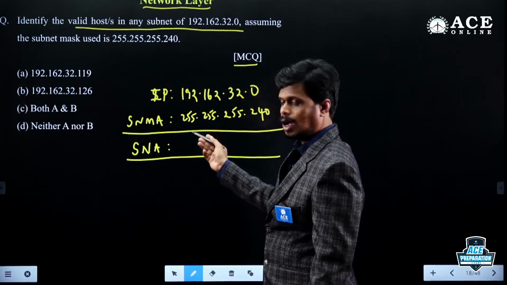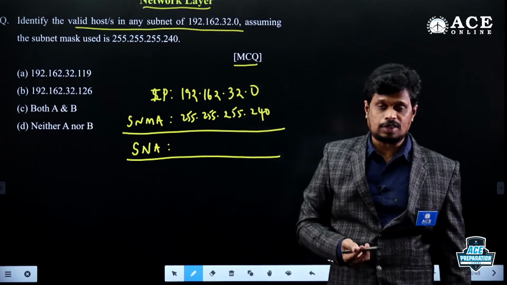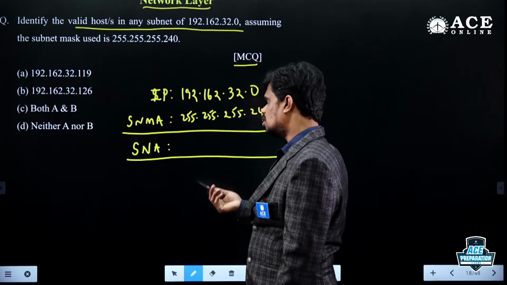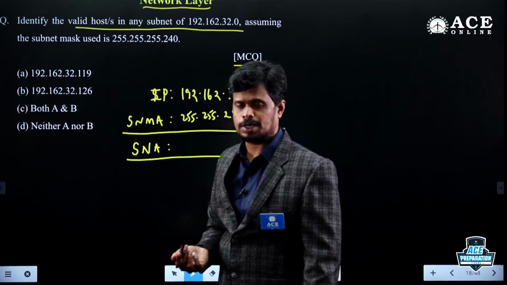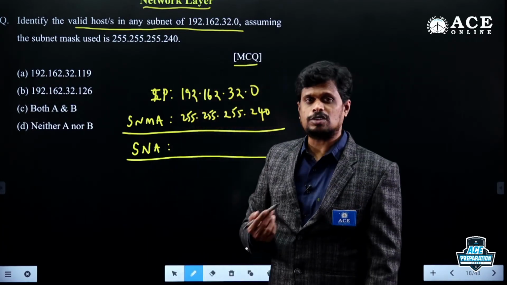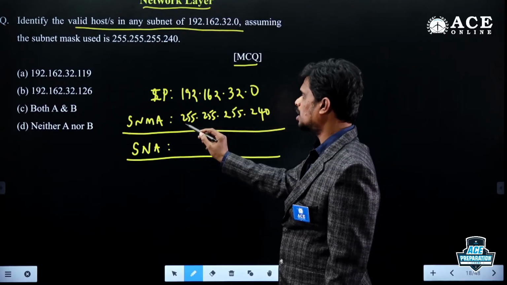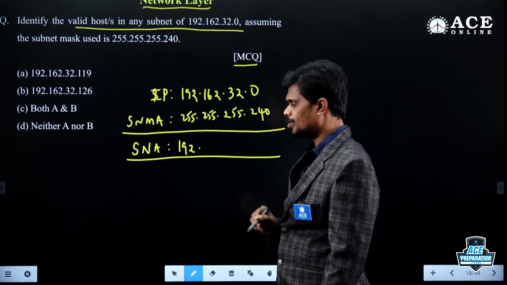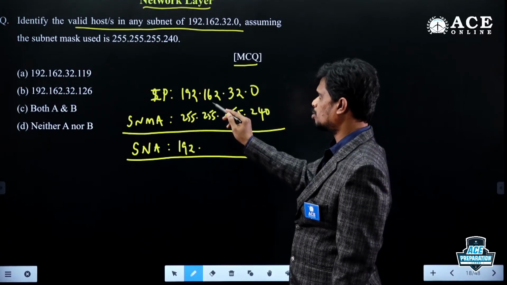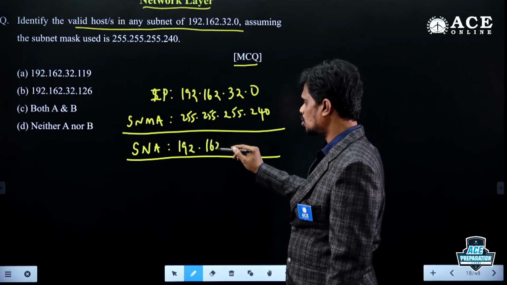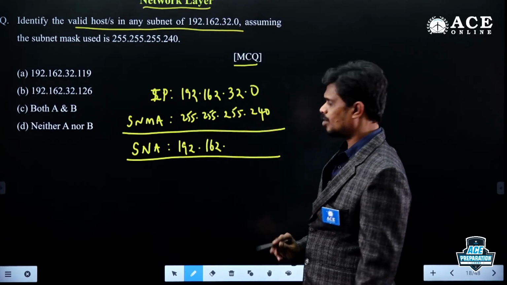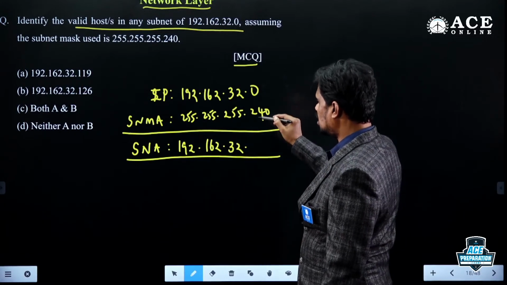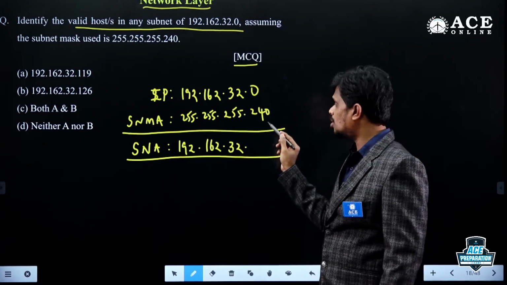You know the masking rules, right? If the mask byte is 255, set the corresponding byte of the IP address to the result. If the mask byte is 0, set 0 to the result. Look at the mask byte here, 255. So set the corresponding byte of the IP address to the result, which is 192. Mask byte is 255, so set the corresponding byte to the result, which is 162. Again, mask byte is 255, so set the corresponding byte to the result, which is 32. And this is the mask byte which is neither 0 nor 255.